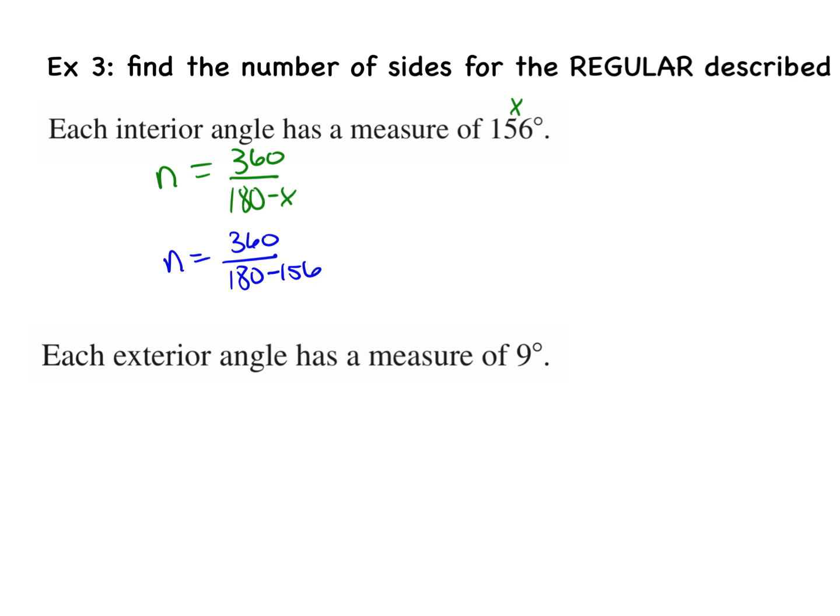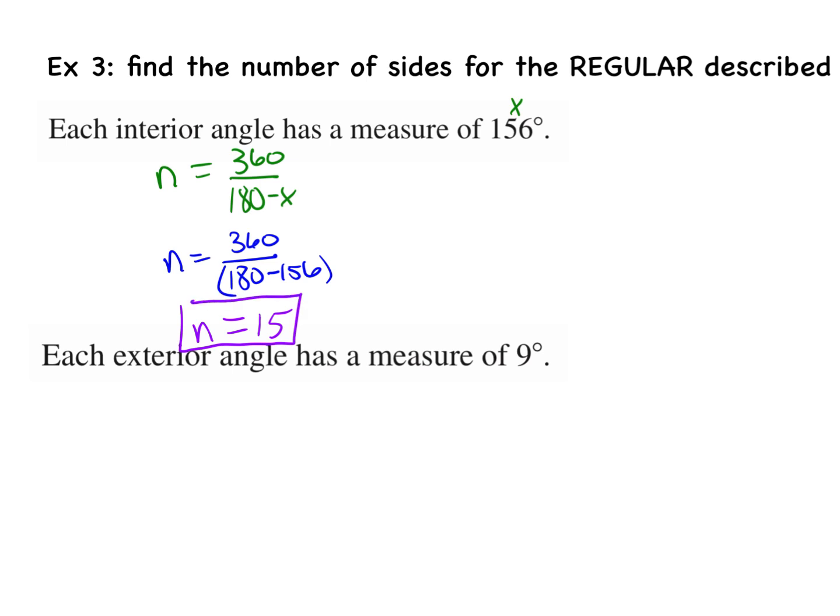Now, when you put this in your calculator, if you're going to do it all in one step, you need to put these in parentheses. If you don't put them in parentheses, it'll give you the wrong answer. So y'all tell me what you get. 15? Is that what everybody got? Right.